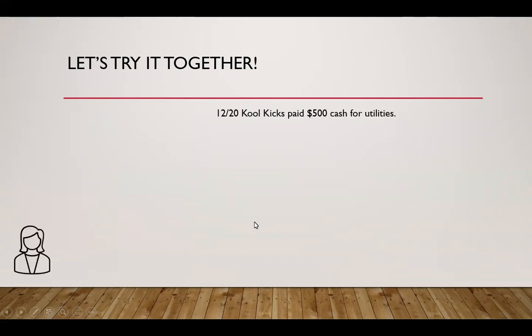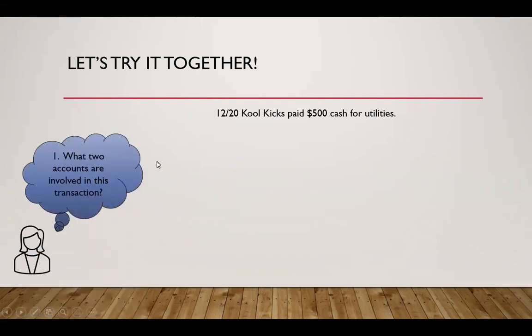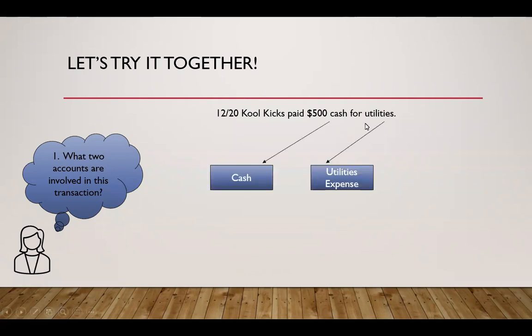Now let's see another transaction. We're moving on in the date. It's now December 20th. We're fast forwarding time here, and the company paid $500 cash for utilities. In this case, what two accounts are involved in this transaction? I know cash is one. Now, cash is not always a part of every single transaction. Notice in the previous transaction we just did, there was no cash involved, but a lot of the transactions early on do include cash. So cash is one. The other one is utilities expense.